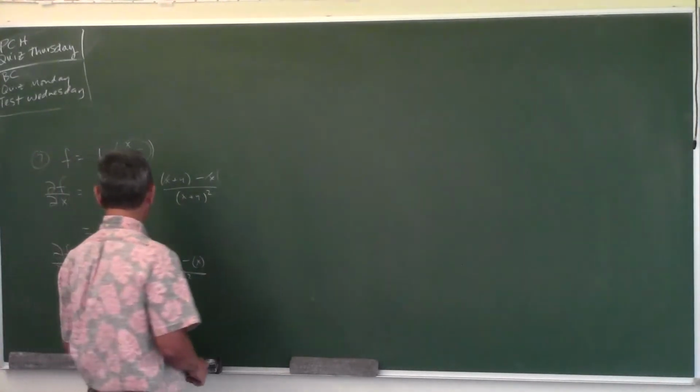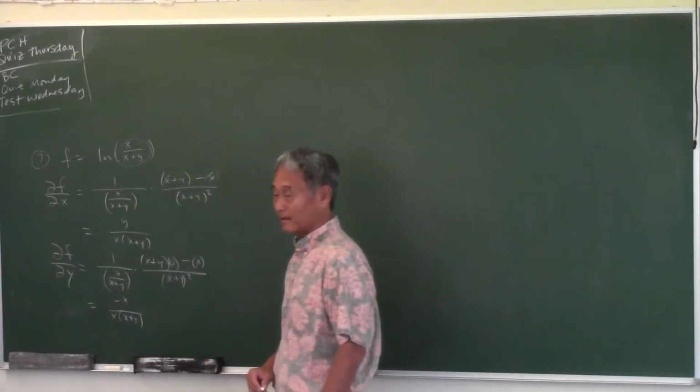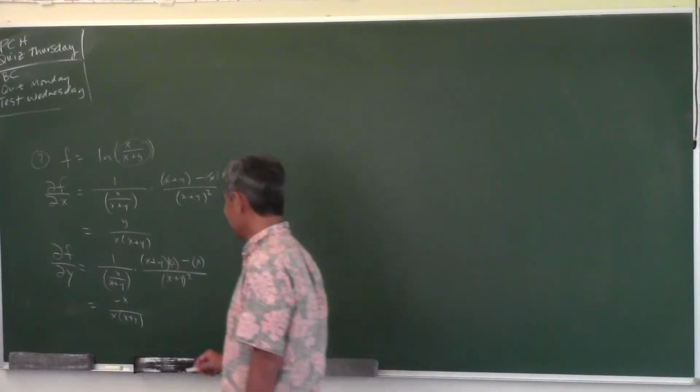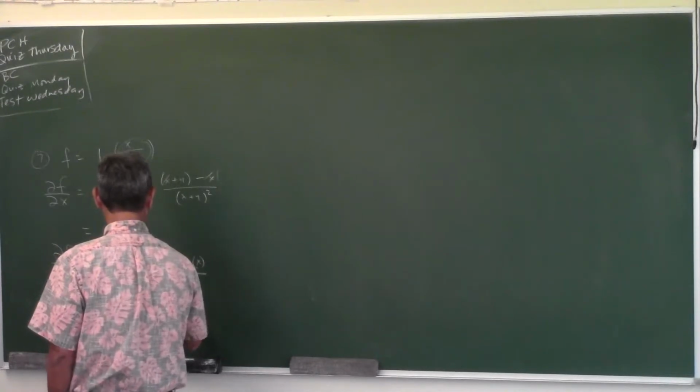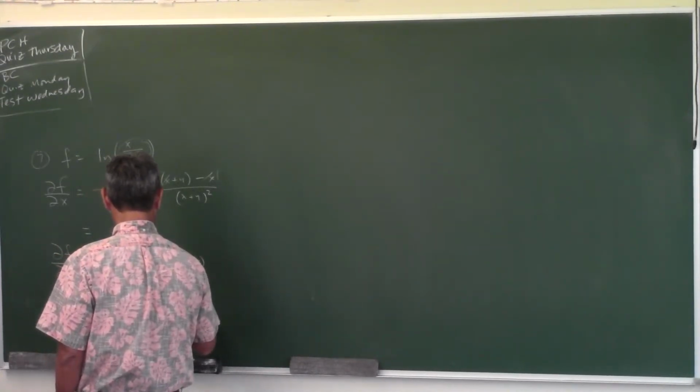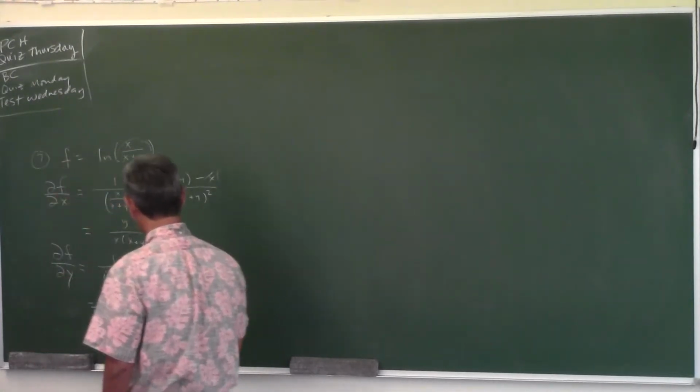Oh, wait, isn't that just negative 1 over x? Oh yeah, the x's cancel out. Negative 1 over x plus y. How come I didn't see that? Getting old, that's what happens.